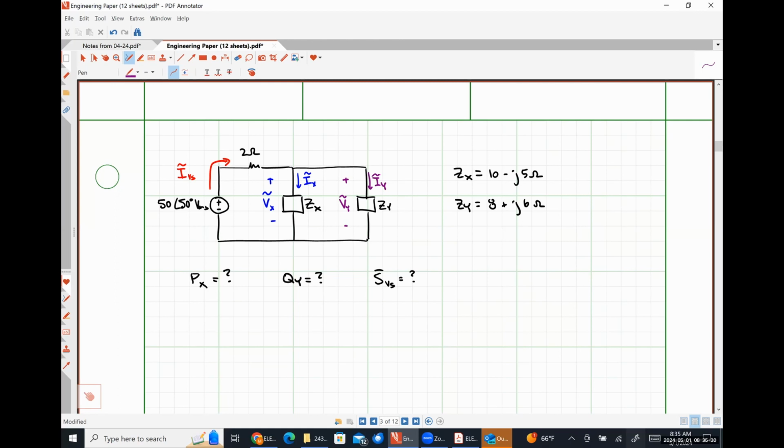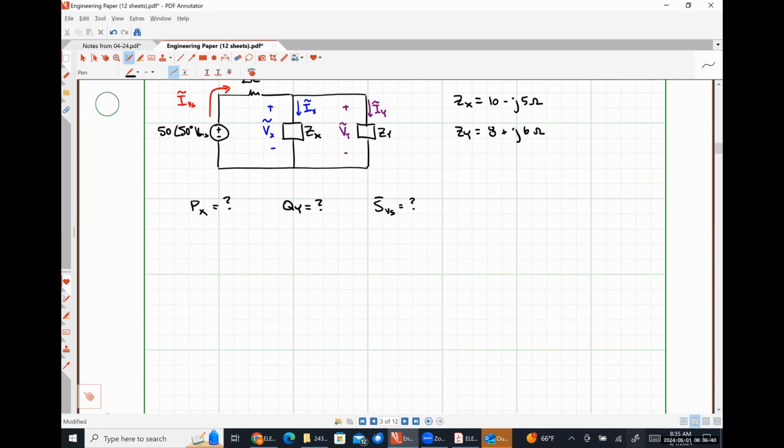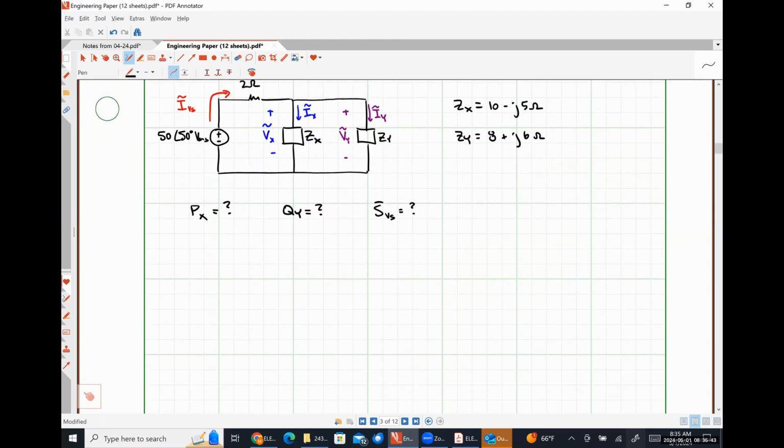So how do you guys suggest we should solve for the voltage Vx? Absolutely, that seems like the easiest thing to me as well. So we can say that our voltage Vx is going to be 50 angle 50 degrees volts RMS times Zx in parallel with Zy divided by 2 ohms plus Zx in parallel with Zy.